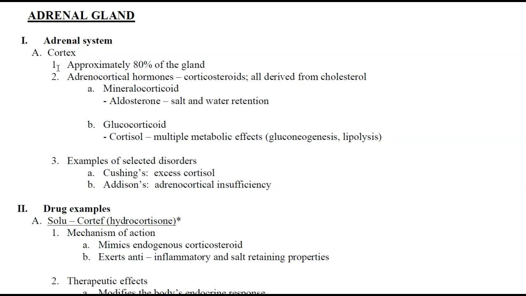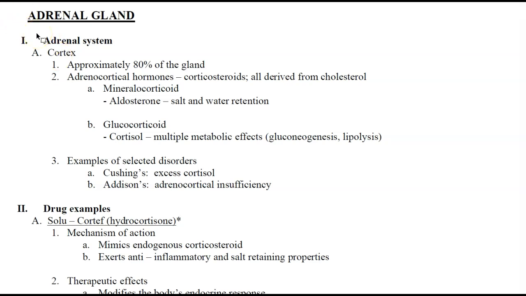On the other hand, your glucocorticoid steroid, cortisol, is basically responsible for multiple metabolic effects. This is also called the stress hormone. This affects gluconeogenesis, or production of or synthesis of more glucose, and lipolysis, or the breakdown of fat. So this affects metabolism of carbohydrates, fats, and proteins.